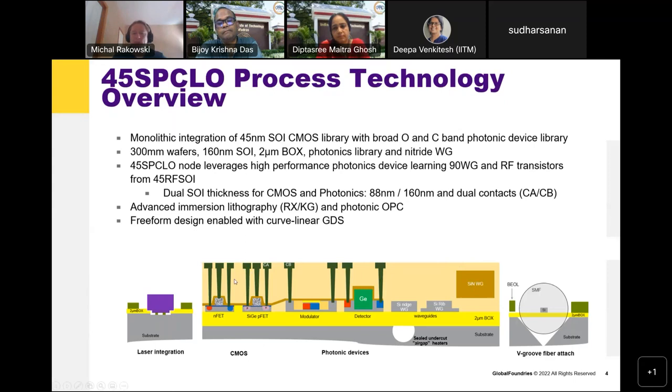So the selection of the 160 nanometer SOI was a compromise between the performance of the photonics and the electronics.